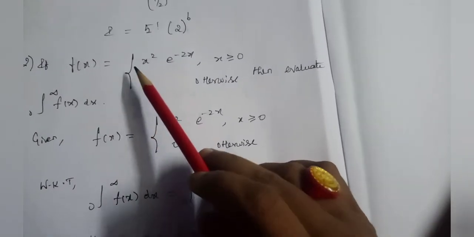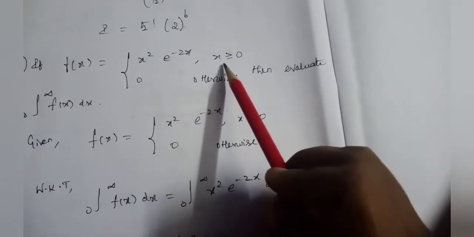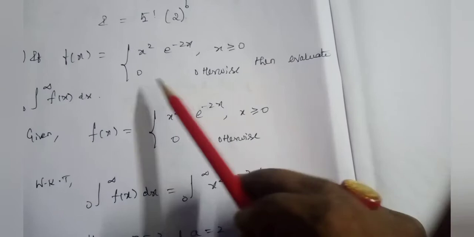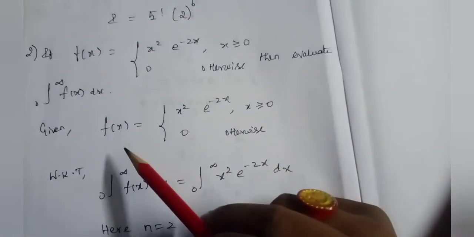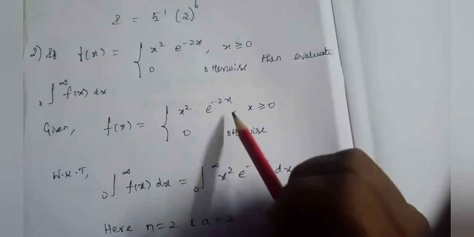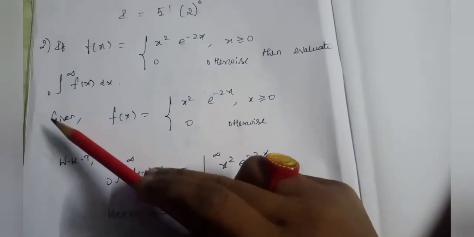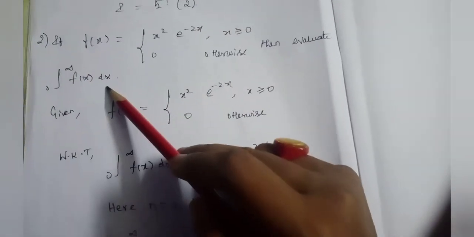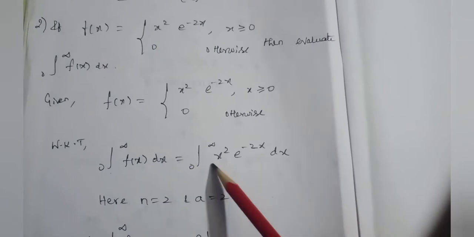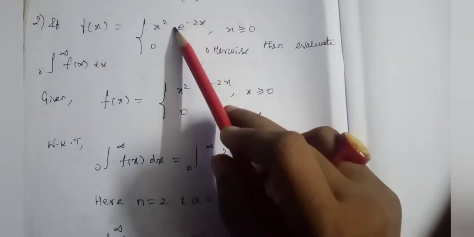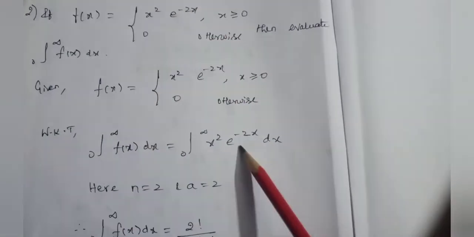Now the second sum. If f of x is equal to x square e to the power minus 2x when x is greater than 0 and otherwise it is 0, then evaluate the integral from 0 to infinity of f of x dx. So our f of x is given like this. Now I have to find the integral from 0 to infinity of f of x dx. So I will write my function along with the limits: the integral from 0 to infinity of f of x dx is equal to the integral from 0 to infinity of x square e to the power minus 2x dx.